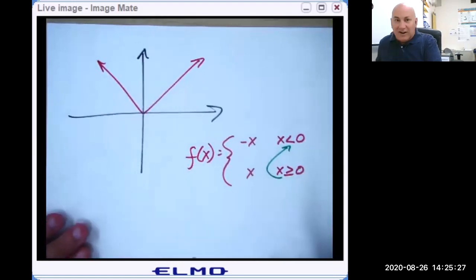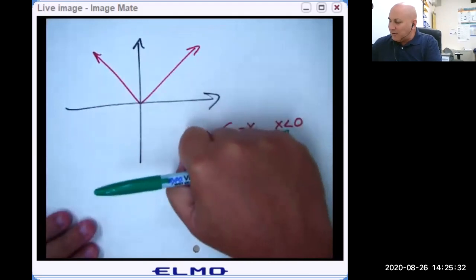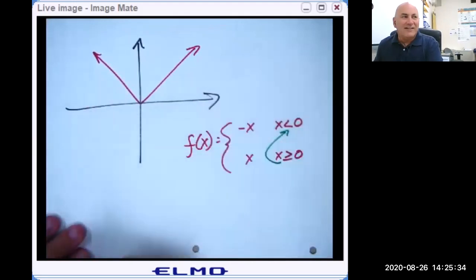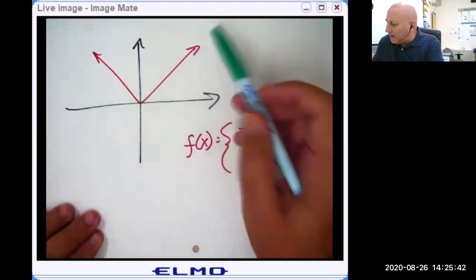Now you might recognize this function without looking at this piecewise part. What function is that? If you're not sure, ask in class. So this is y equals negative x. This is y equals x.